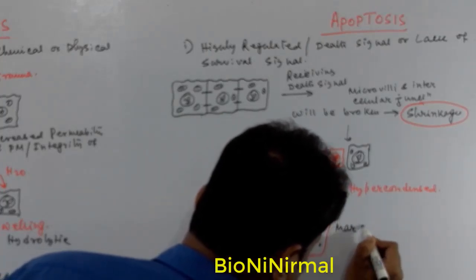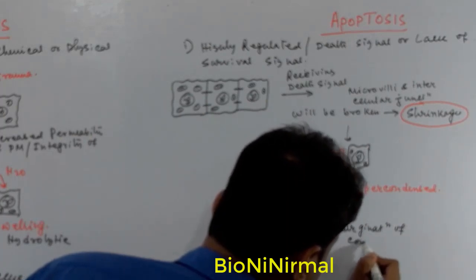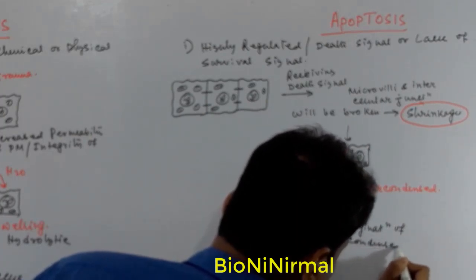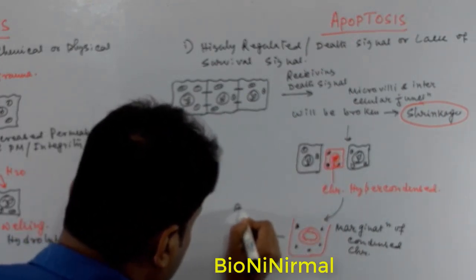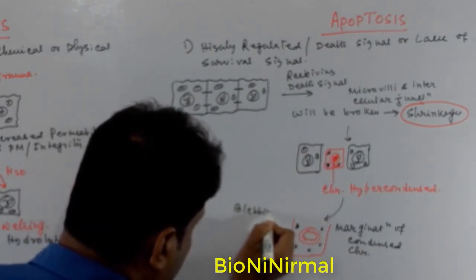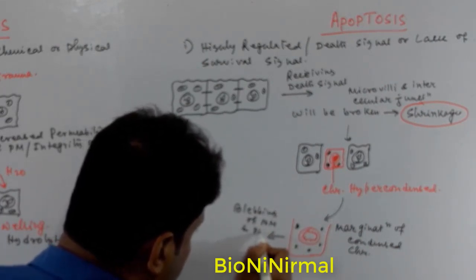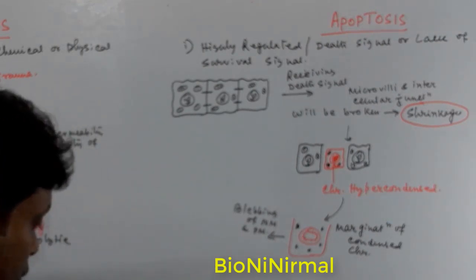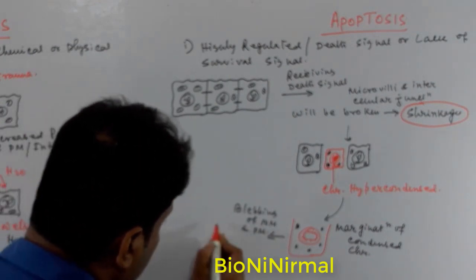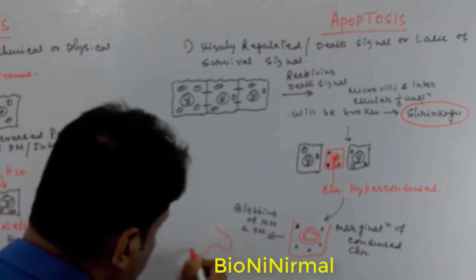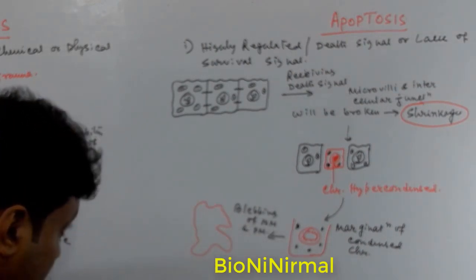So margination of condensed chromosome, right? Next, blebbing of nuclear membrane and plasma membrane of this apoptotic cell. So what is the blebbing? This will produce the finger-like structure, right? So the blebbing of the nuclear membrane and plasma membrane, right?